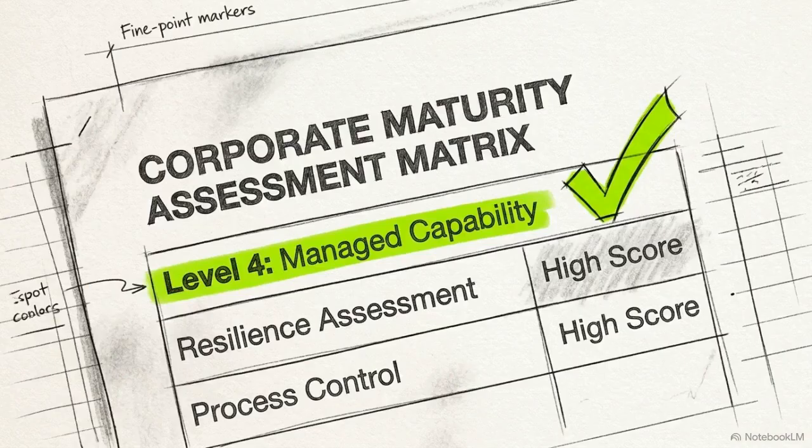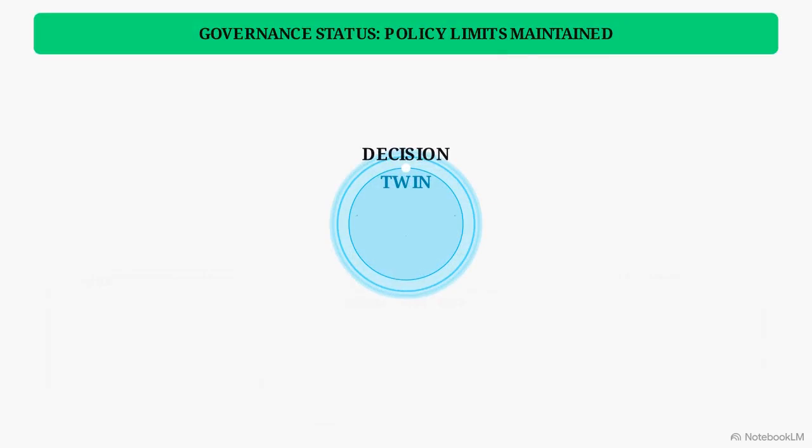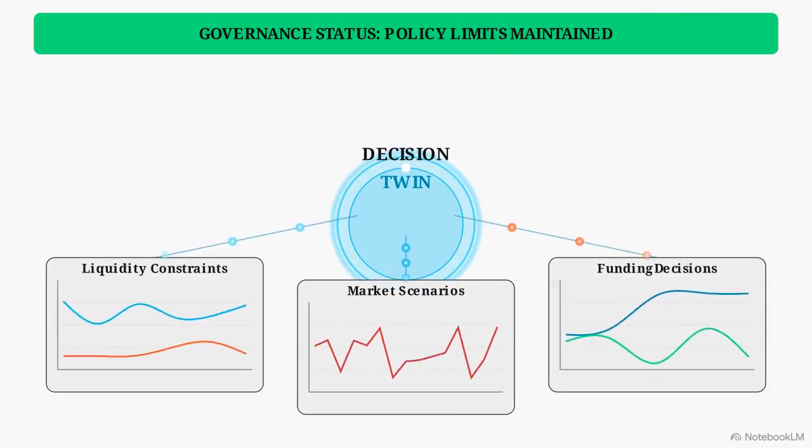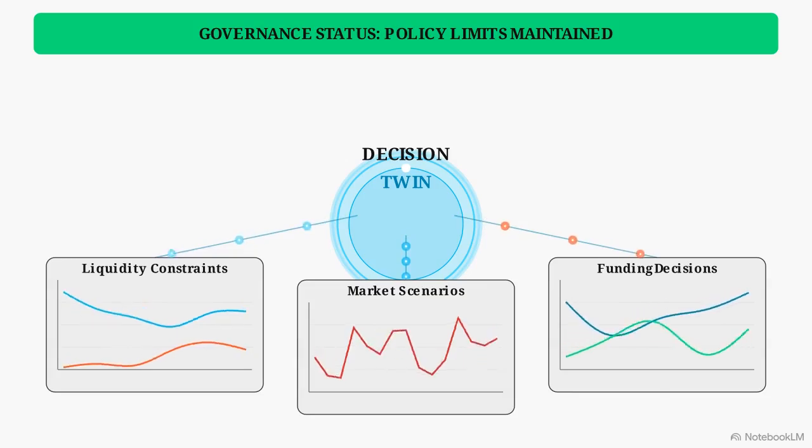Operational maturity in treasury management is measured by capability and resilience, not by the deployment date of your newest software. The apex of this maturity model is the Treasury Decision Twin. This is an AI-assisted environment that continuously models liquidity constraints, market scenarios, and funding decisions.